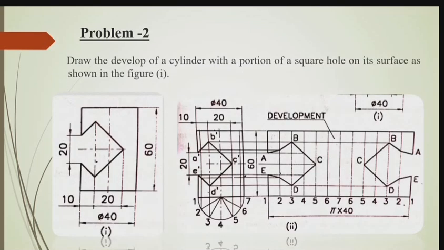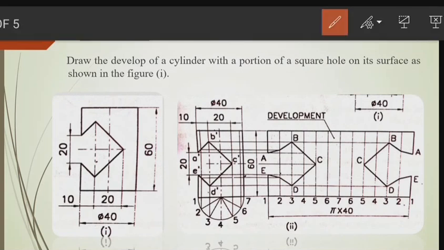The problem is related to a cylinder in which a square hole is made. So I will read the problem. Draw the development of a cylinder with a portion of a square hole on its surface as shown in the figure. So here a figure is given.